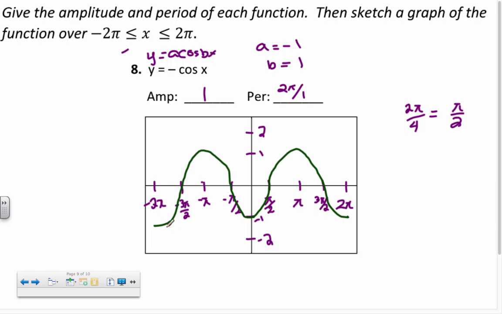The sine function will be very similar. The only thing is you would start at the origin instead of starting at the amplitude on the y-axis.